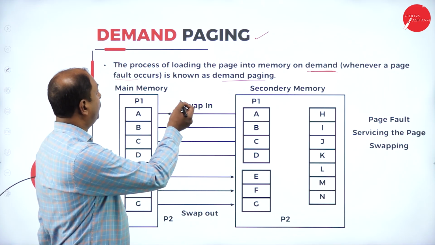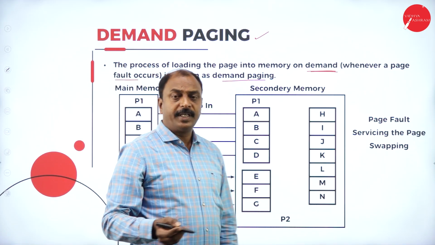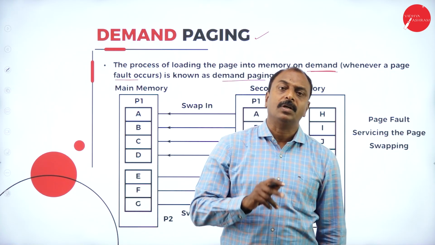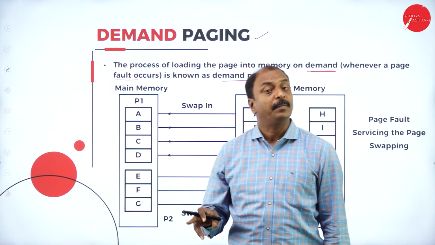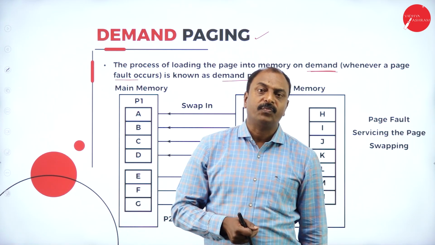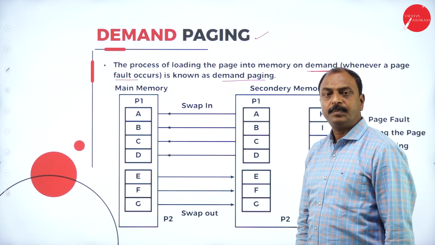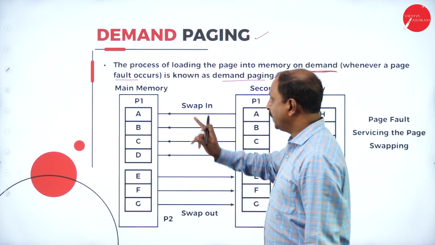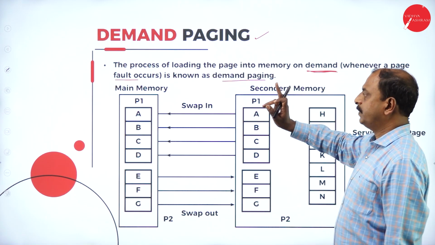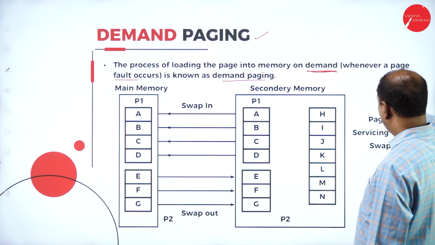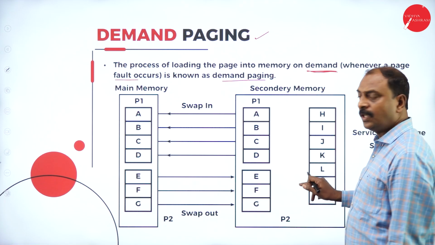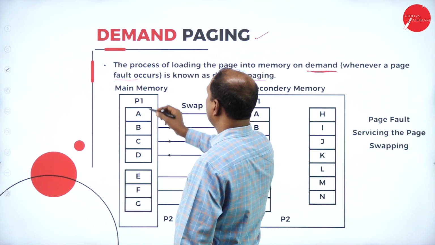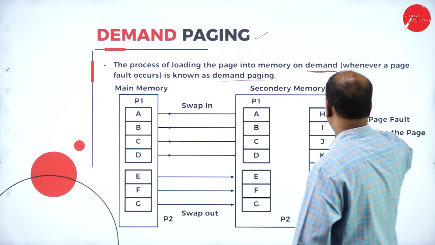And what is demand paging here? Whenever a page fault occurs, meaning a particular page requested by the CPU is not available in the main memory, it has to be called from the secondary memory. That is the meaning of servicing the page. Only when the CPU requests the page does it go for demanding the page, and only then does it take the data or the pages from the secondary memory devices. For example, in this example, this is the main memory and this is the secondary memory device.